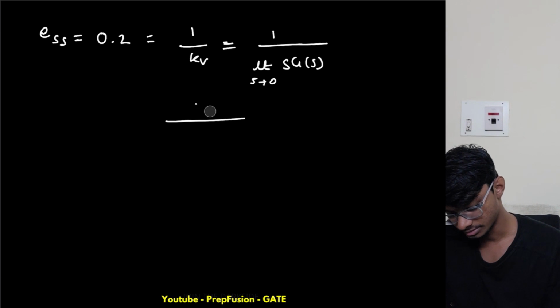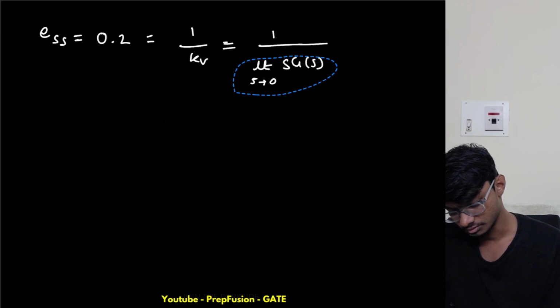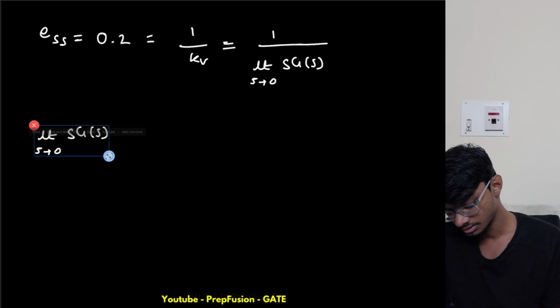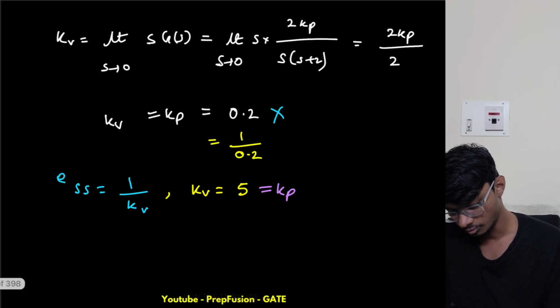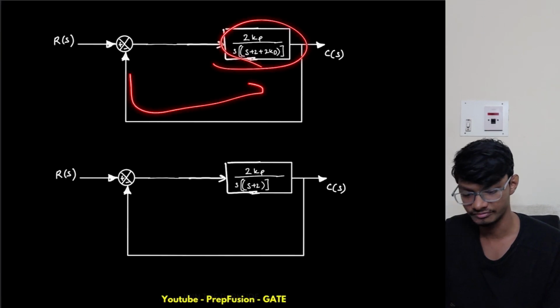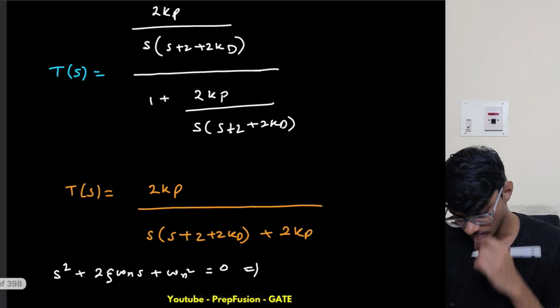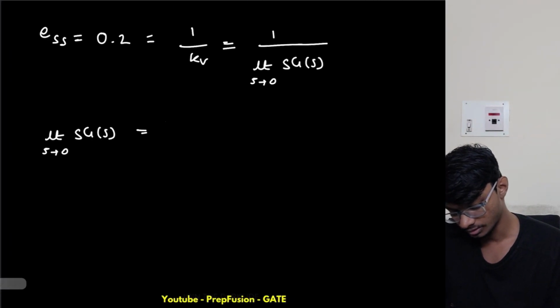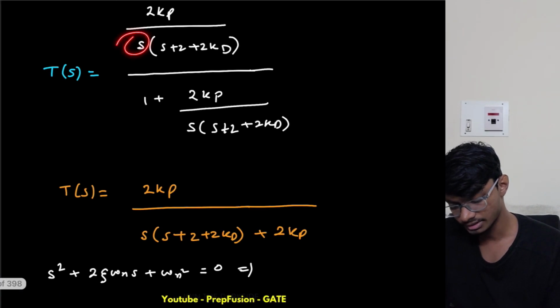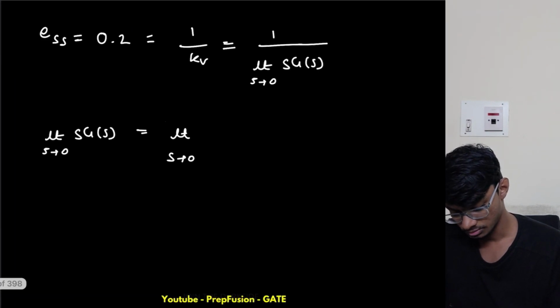Let me do it like this only. I will just do what this equals to, otherwise you will get confused. So s times G(s) equals this, my G(s), which is my open loop transfer function OLTF, for a unity feedback system. So what I can do is multiply s with this one. What I'm left with is the limit as s tends to 0: if I multiply s with this one, this s will get cancelled, then I will remain with 2Kp by (s plus 2 plus 2Kd).